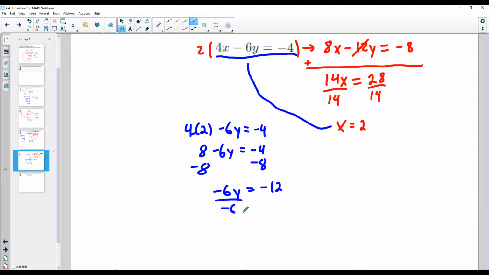Then divide both sides by negative 6 to get y equals negative divided by negative is positive, and 12 divided by 6 is 2. And so in this case, our answer is x first, 2, and then y second, which is also 2. And that is going to be our answer.